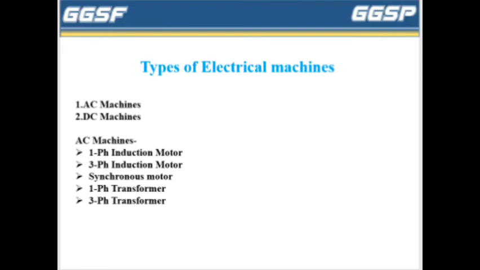Types of electrical machines: AC machines and DC machines. Now, AC machines are classified into the following types: single phase induction motor, three phase induction motor, synchronous motor, single phase transformer, and three phase transformer.